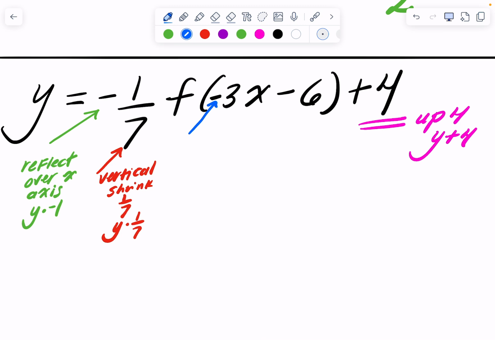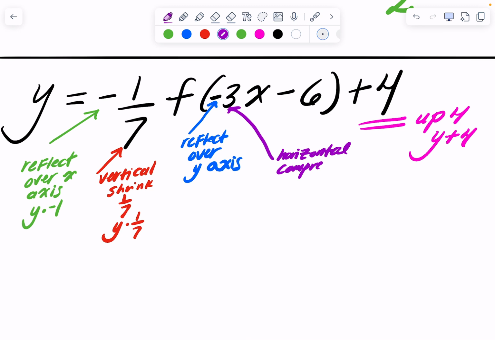The negative in the front of x is a reflect over just the y-axis, yes. The 3 is a horizontal, you tell me, compress by 1/3. When I said reflect over the x-axis, or when I said reflect over the y-axis, I should have also said, so I need to take my x's and times them by -1. Horizontal compress by 1/3 means we need to take our x's and times them by 1/3.